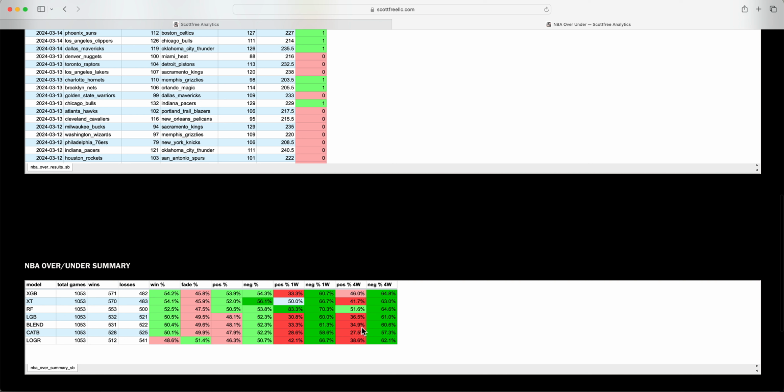Look at this, 34.9% for the blended model. This is the average of all the other models, and if you faded, basically, anytime blend was over 0.5 probability, you're basically saying, no, I'm going under whatever blend is in positive territory, and you'd have won 65% of the time. Okay, so I'm going to stop there for now.